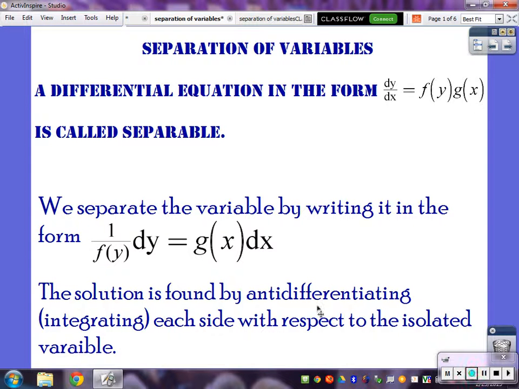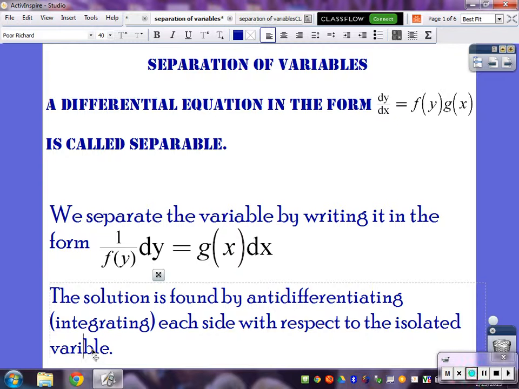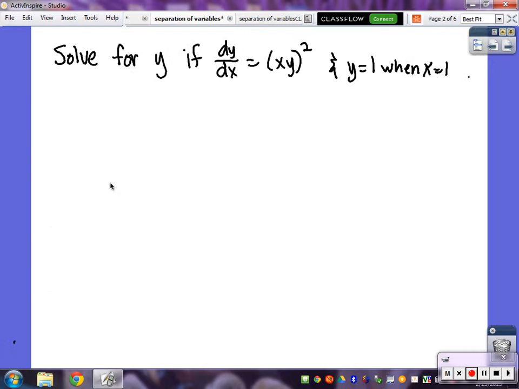So the solution is found by anti-differentiating or integrating each side with respect to the isolated variable. Oops, that's misspelled. And so instead of implicitly integrating, I'm going to explicitly integrate by separating the variables. So let's look at an example problem.